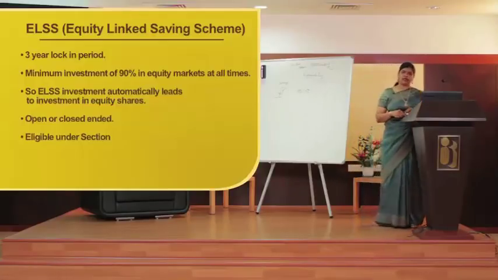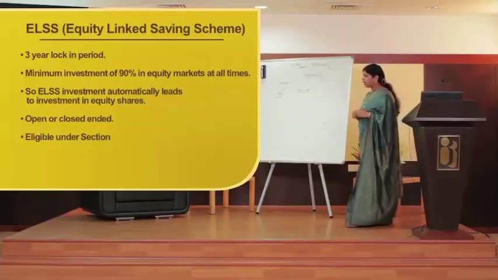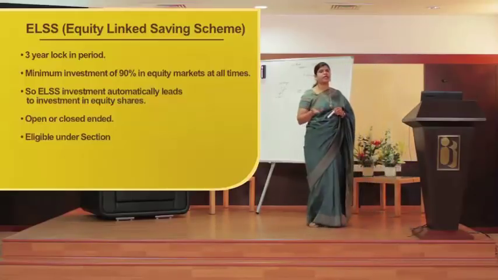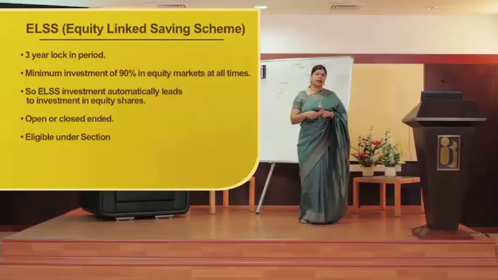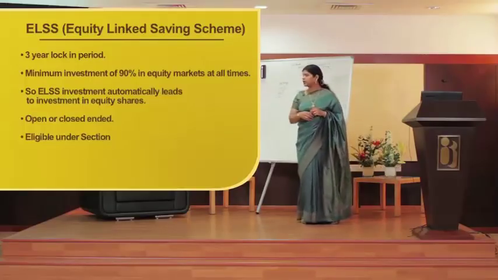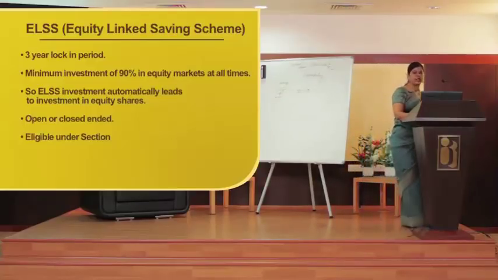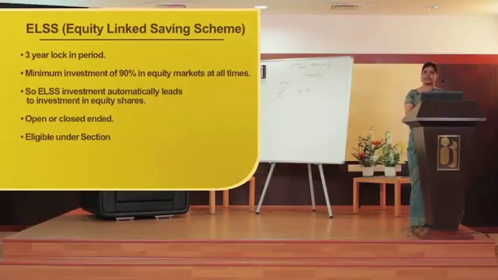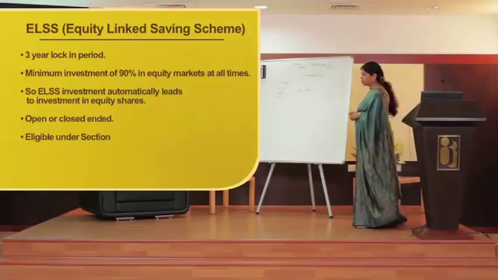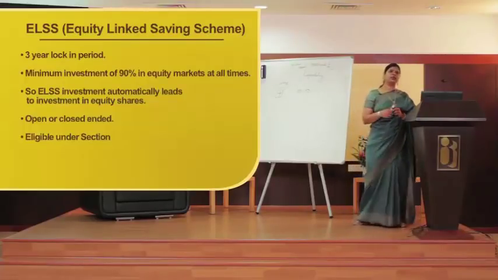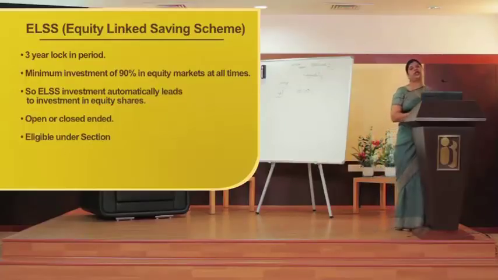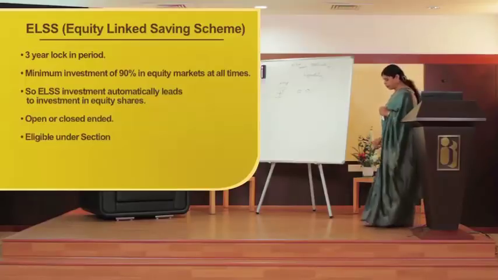Eligible under section 80C up to rupees 1 lakh. So if anyone is looking for a tax benefit, ELSS can be a better choice for them. Why? Because under 80C they get a tax exemption, a rebate up to rupees 1 lakh. The dividends declared under ELSS are purely tax free. There is also the benefit of long term capital gain taxation, because as they are locked in for 3 years, I get the benefit of long term capital gains.